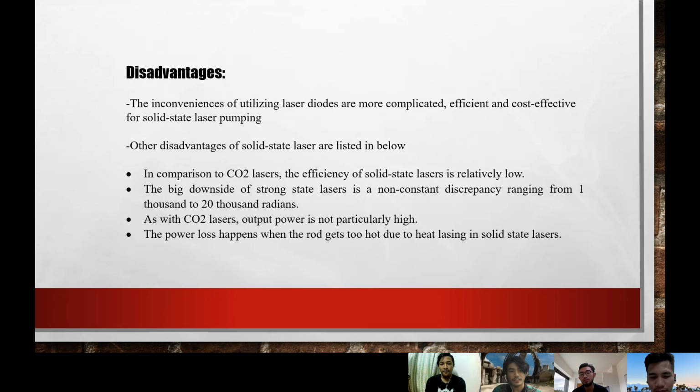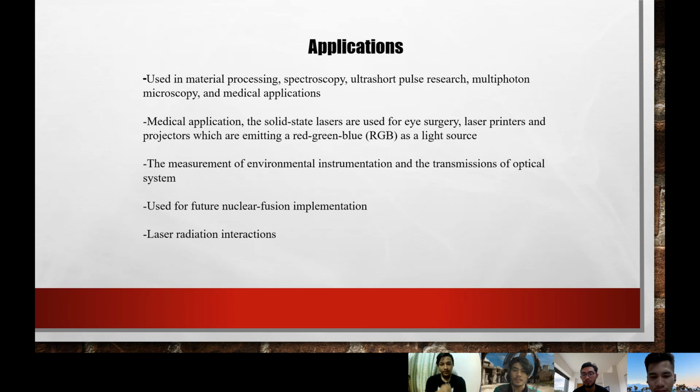The last part is the applications of the solid state laser. Solid state lasers are widely used in many industries, for example in material processing, spectroscopy, ultrashort pulse research, multiphoton microscopy, and medical applications.